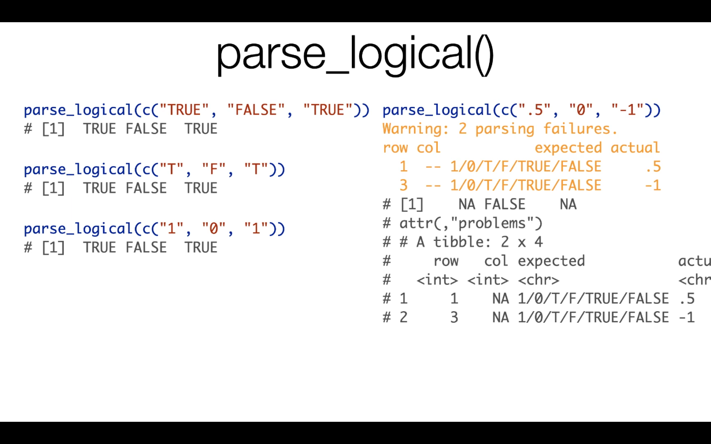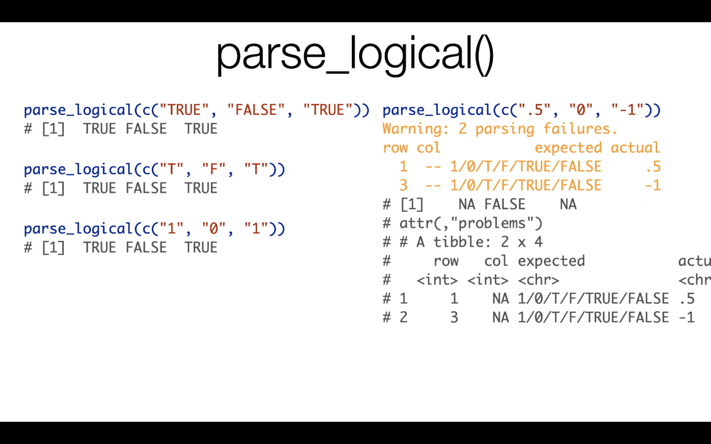But if you try to do something else, like not 0 and 0, that's when you're going to run into issues, okay? So you get this warning, 2 parsing failures because you're trying to pass in a 0.5 and a -1. It tells you what it expected to get here. So it expected to get one of these, 1, 0, T, F, TRUE or FALSE, and it actually got those, okay? This is a really nice feature of readr functions, and the parsing functions in particular, that they'll tell you what they were expecting and what they got, and where the problems are. We'll come back to this in greater detail in just a little bit, but that's a really nice feature of most parsing functions in readr.